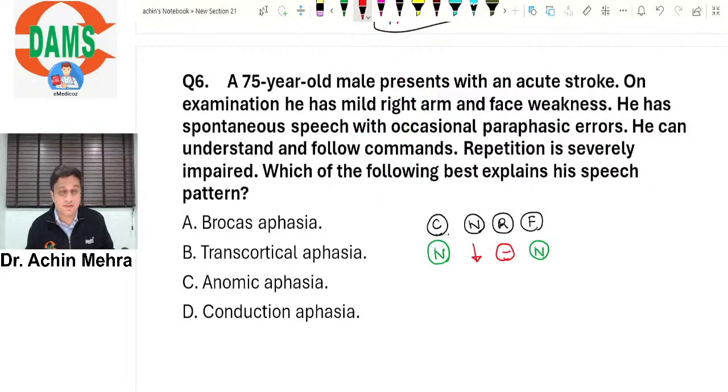Easy, clear answer. Tell me. Very simple, very clear. Tell me the correct answer option. Comprehension intact, fluency normal, naming impaired, repetition gone.